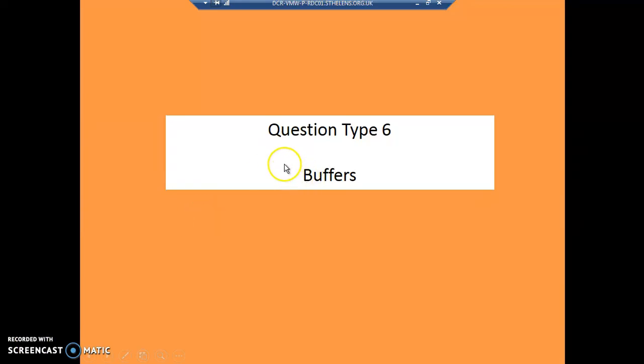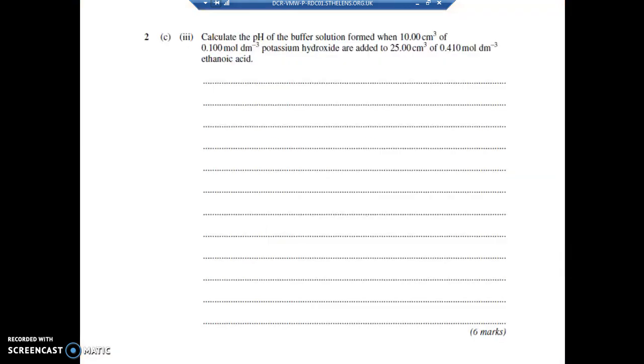Let's now look at one of the trickiest kinds of questions, which is buffers. A buffer is a solution which resists or prevents the change of pH, even when small amounts of acid or alkali, acid or base that is, are added. A buffer will prevent the pH changing to some degree. Let's have a look at the kind of question that we have. It starts off in a usual fashion, but then it changes, and I'll explain the changes.